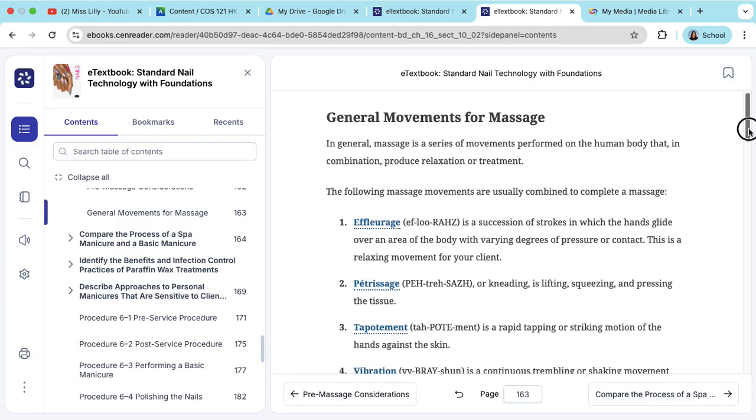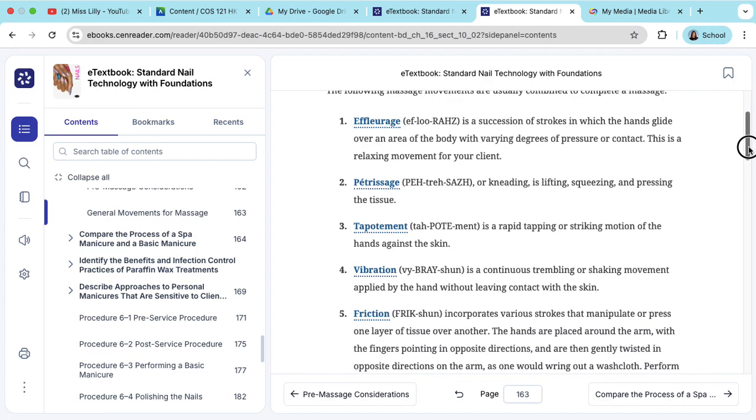These are the different types of movement in massage, okay? There are 5 of them: effleurage, pétrissage, tapotement, vibration, and friction. Effleurage is a succession of strokes in which the hands glide over an area of the body with varying degrees of pressure or contact. This is a relaxing movement for your client. Pétrissage or kneading is lifting, squeezing, and pressing the tissue.